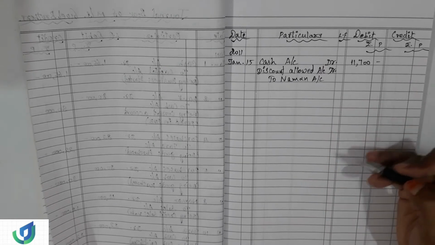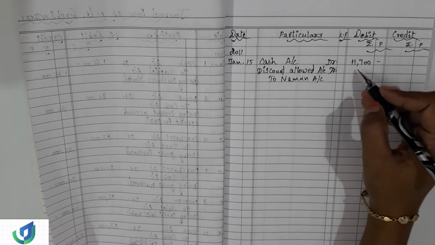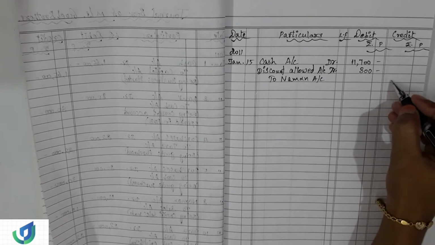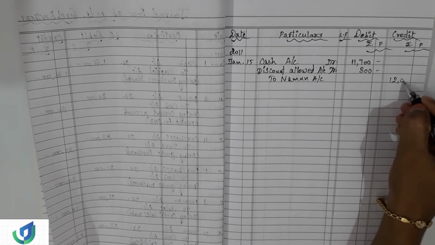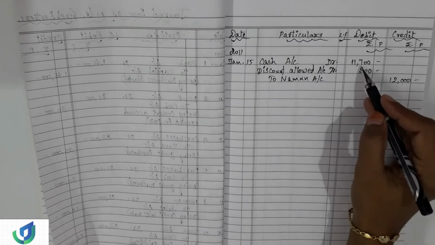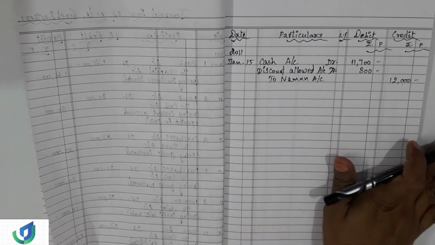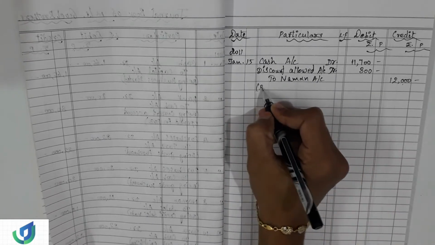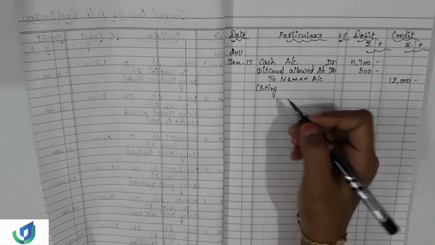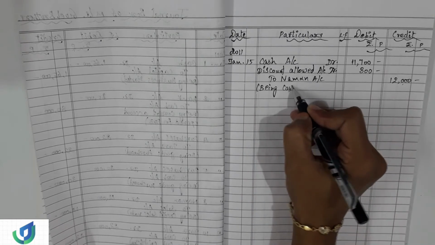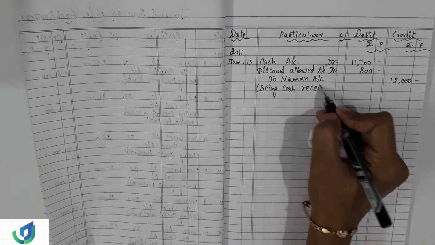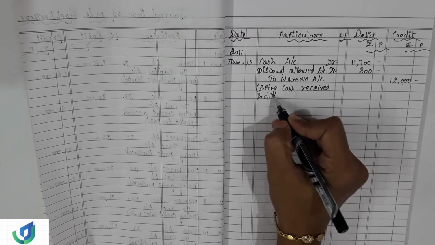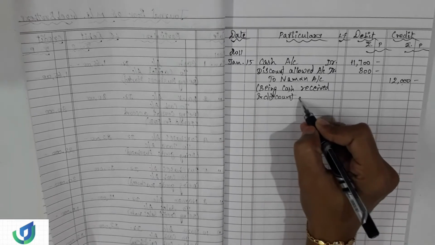When you are doing more journals, you will get practice with this. 300 is the discount. So Naman, totally we have done total sales of 12,000. So 12,000 is getting tallied. That means full settlement is over. Naman account is closed with this. Further, if any transaction took place, we need to write. Being cash received and discount allowed.